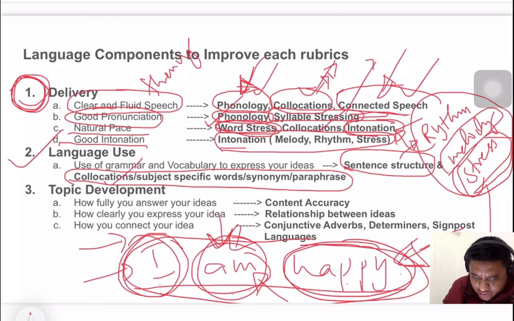Collocation, and whether you can use subject-specific words. For example, if you're talking about economics and you're talking about inflation, right? You're using the word inflation. It's a subject-specific word and it will improve your mark.